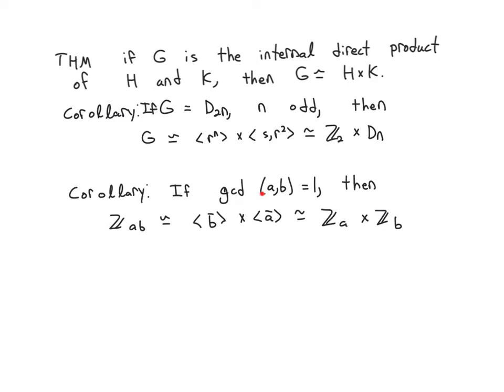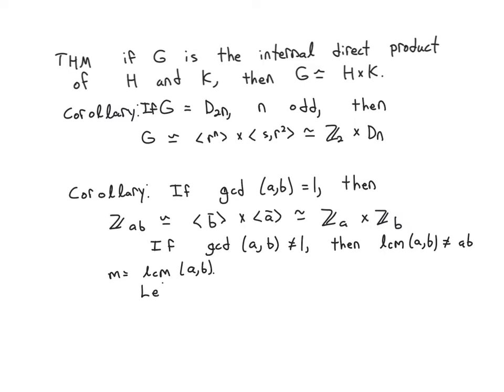So we only need to show the other half. And we show the other half by showing what happens if the GCD is not 1. If the GCD is not 1, then the least common multiple is not AB. We'll let M be the least common multiple of A and B.